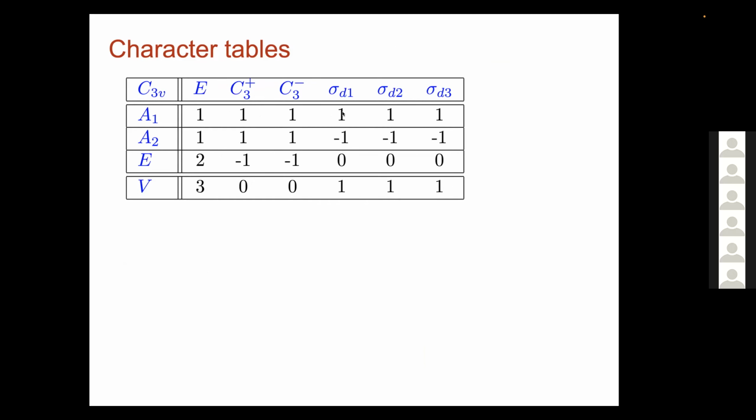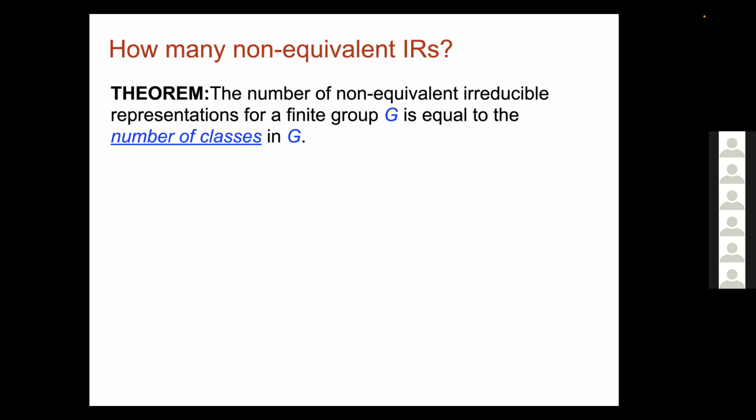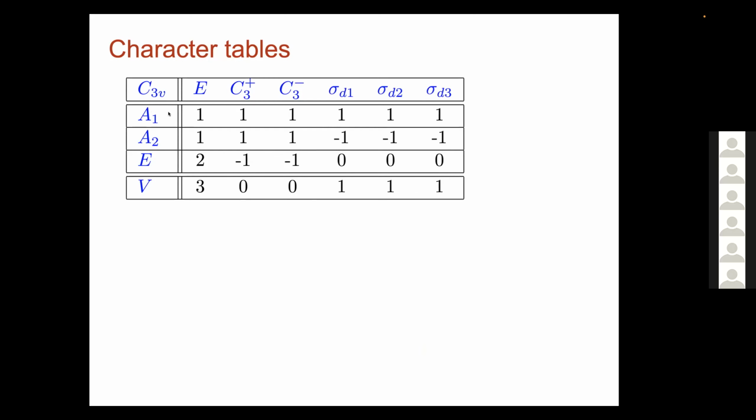But now each of these vectors, the components, there is one component for each element in the group. So you have here the elements of the group. For each element, one trace or one component of the trace, which is a vector. Of the character. The character is a vector, is this set. And now there are three characters because there are three irreducible representations.